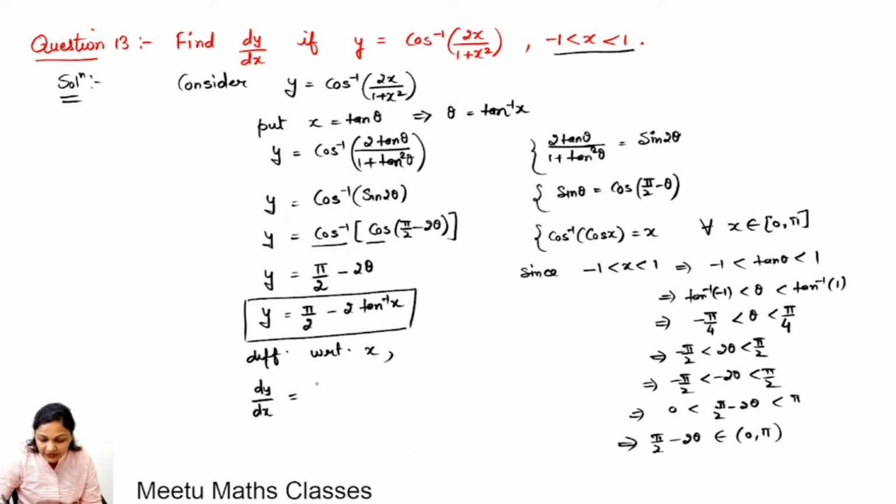That is, the derivative of pi by 2 is 0 and the derivative of tan inverse x is 1 upon 1 plus x square. So your answer is minus 2 upon 1 plus x square.